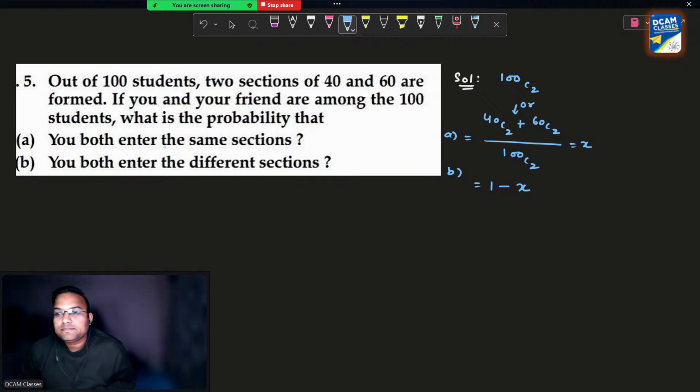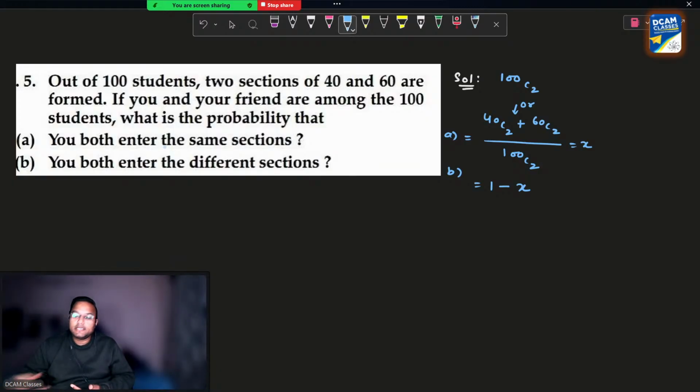Understood, Haripriya? Similarly, out of 60 places, you have to choose any 2 places so that you and your friend can be present there. Like that. And that's why I have calculated this 40 C2 plus 60 C2 by 100 C2.